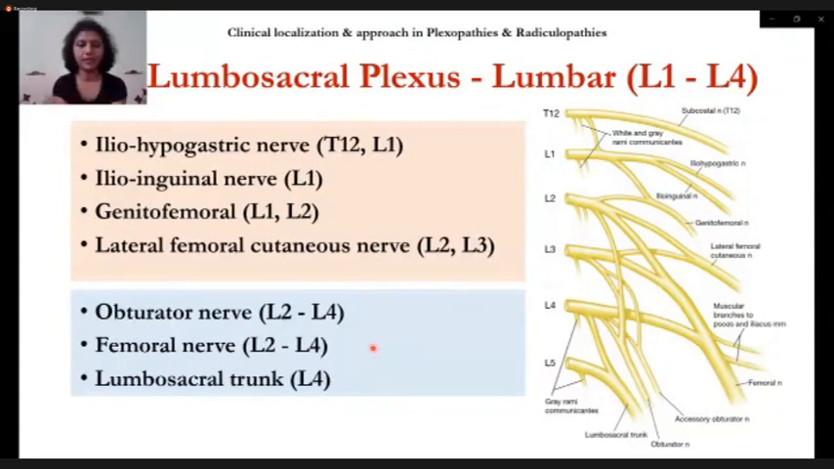The iliohypogastric, the ilioinguinal, and the genitofemoral nerves are predominantly sensory nerves, while the lateral femoral cutaneous nerve is a pure sensory nerve. The larger branches, that is the obturator nerve and the femoral nerve, contain both sensory and motor fibers, and these are the mixed nerves. Apart from these, there are several small branches that arise proximally from the anterior primary rami from each segment, and they directly innervate the psoas muscle and the quadratus lumborum muscles.